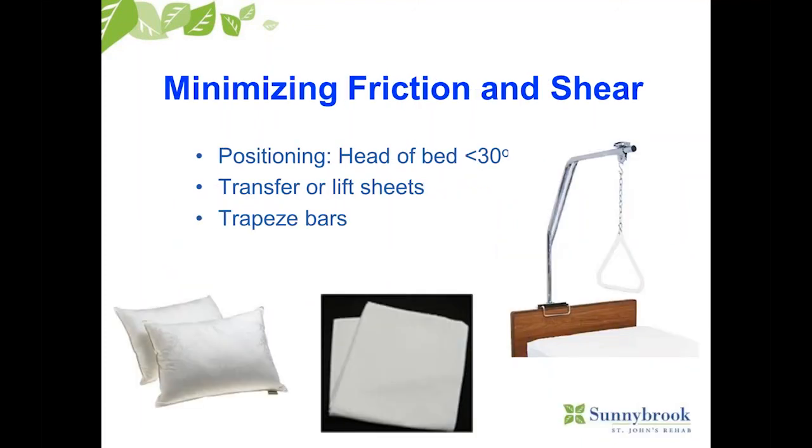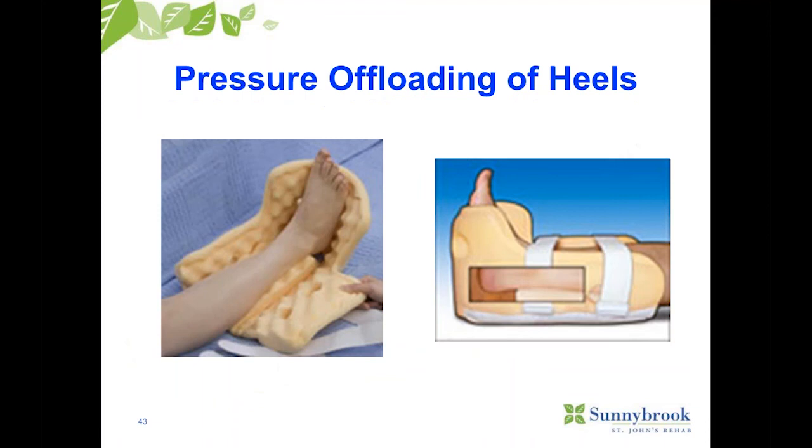And don't forget about shear. And we have trapeze bars. We may need to use a transfer lift sheet. We have Hoyer lifts. And don't forget pillows or wedges to shift the patient's weight from time to time. And this is the perfect way to get the family or caregiver involved. They can certainly help out with doing this.